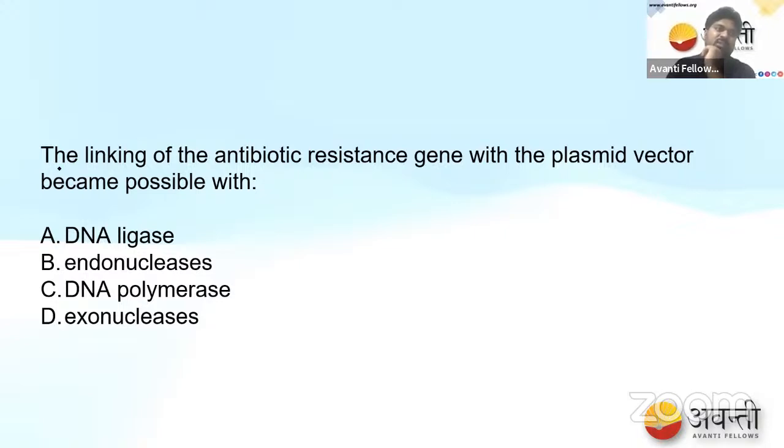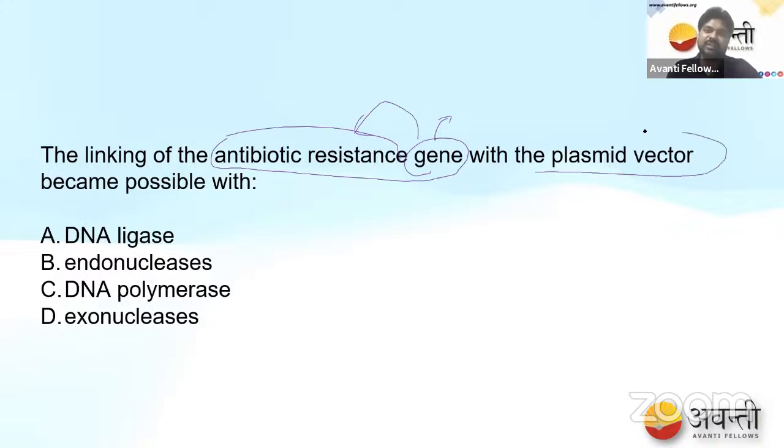So they ask the linking of antibiotic resistant gene. मतलब हमारे पास क्या है, antibiotic resistant gene है. So we have a gene actually. किसका gene है, antibiotic resistant gene. Okay, no issue. With the plasmid vector, तो हमें क्या करना है, plasmid vector में antibiotic resistant gene को link करना है. The linking of antibiotic resistant gene with the plasmid vector becomes possible.